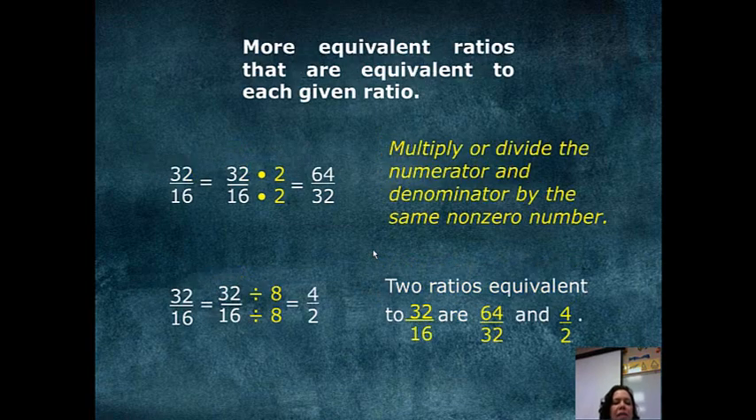Let's look at another example. We have 32 to 16. We multiply 32 to 16 by 2, and we get 16 to 32. We divide 32 to 16 by 8, and we get 4 to 2. So all of these are equivalent to each other.